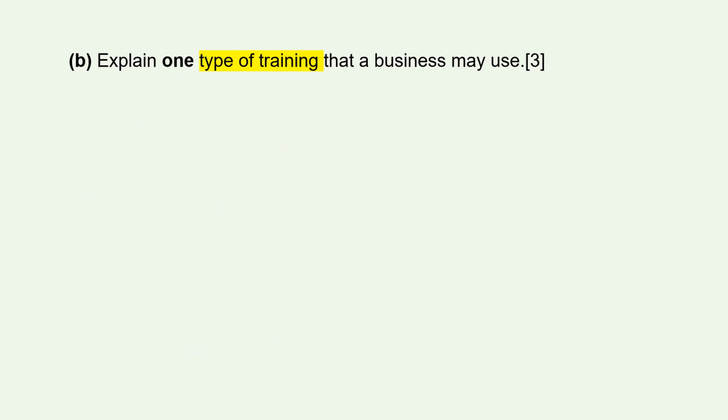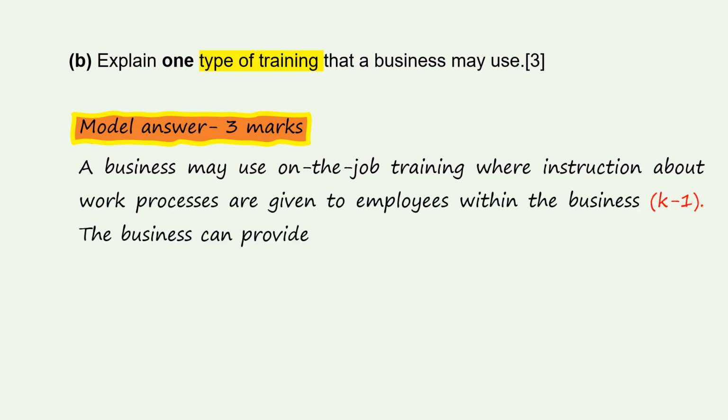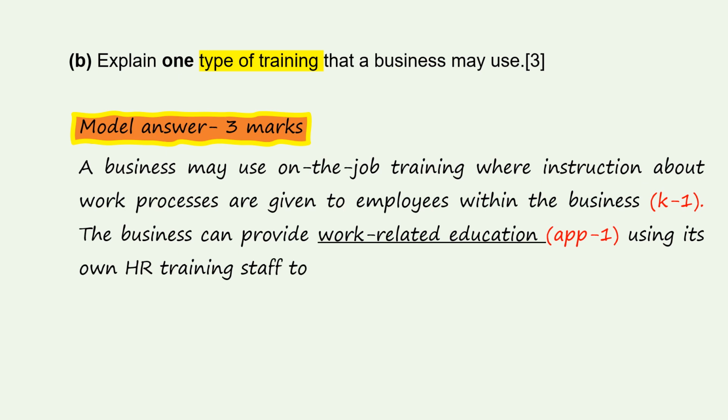Next, let us see how the answer will be. Say a model answer for 3 marks. A business may use on-the-job training where instruction about work processes are given to employees within the business. This is 1 mark for knowledge. And the second one, and the third one, the business can provide work-related education using its own HR training staff to increase its skills. Voilà. Around 3 to 4 sentences, it will be okay. A good answer. Next.